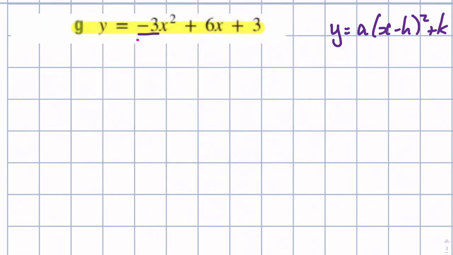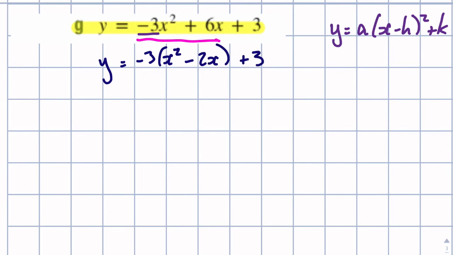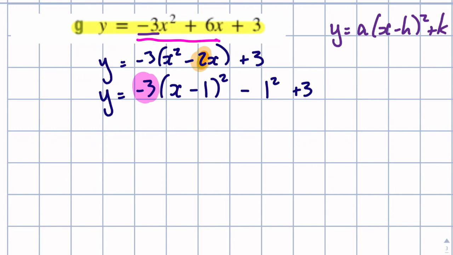We're going to factorize it out of the first two terms. We won't bother with the third. So we've got y equals negative 3 out the front of (x squared take 2x), and then plus 3 at the end. Now we can complete the square, so we get y equals negative 3 (x take 1) squared. Normally you just want to do a minus 1 squared plus 3, but don't forget we've got this negative 3 out the front, so we need to do take negative 3 times that.